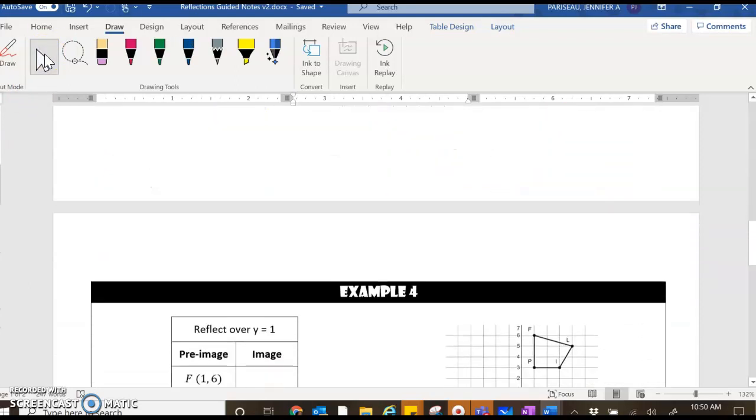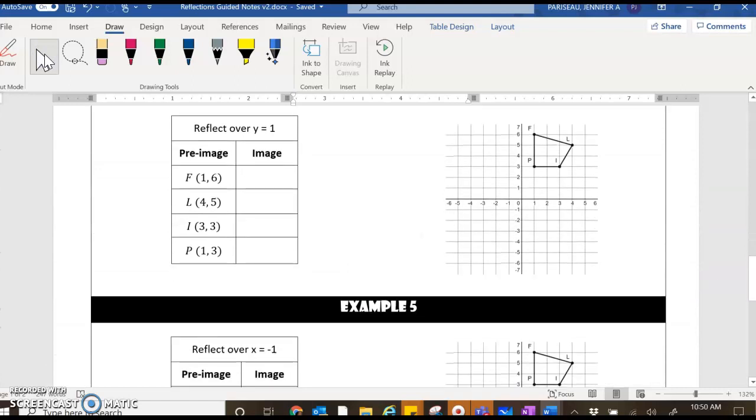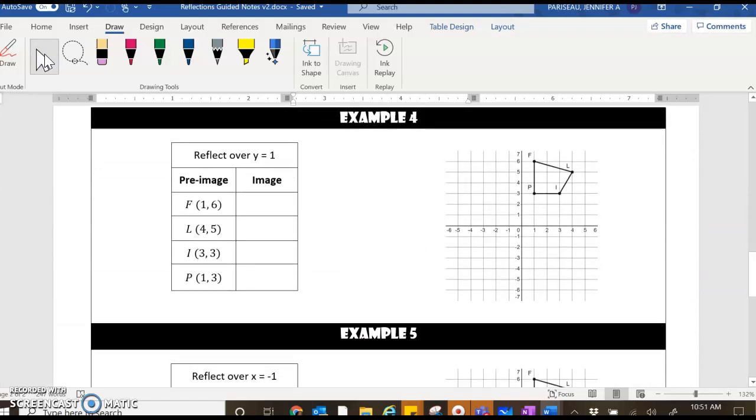Now the other example here: what if it's not the x or y-axis? It says reflect over y equals 1. Remember, y equals is a horizontal line. So y equals 1, where does y equal 1? It is right over here. So it's this. Okay, I'm not really sure how that happened. All right, let's try that again.